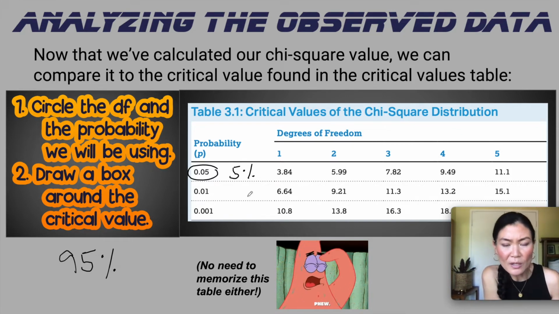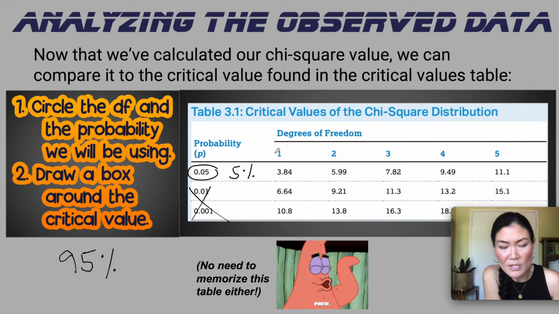Okay, so even though on the critical value table they give you other probabilities, you can ignore them. In AP Bio, we always go with 0.05. So we're only looking at this row. This row is the important row. Okay, and another thing that you need to look at with the critical value table is the degree of freedom.